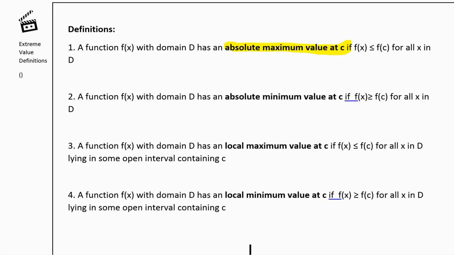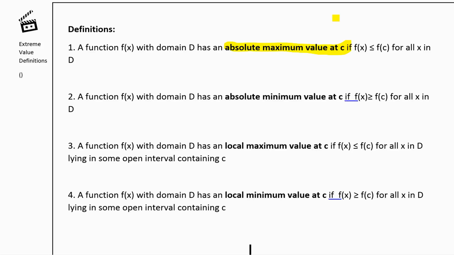So all this means is that we have an absolute maximum value at an x value c if the y value is the highest point, the absolute highest point for the whole graph. Okay, nothing gets bigger than it. And we don't ever include infinity here. We are talking about a finite value.